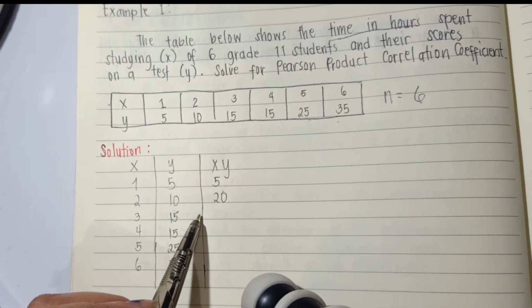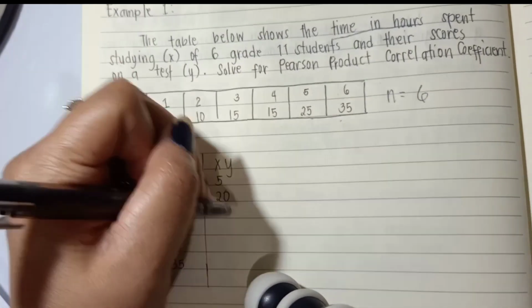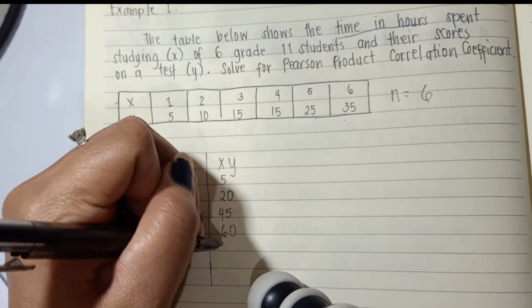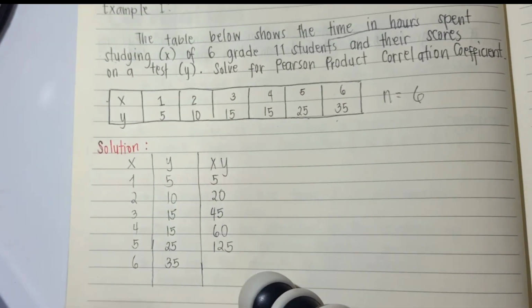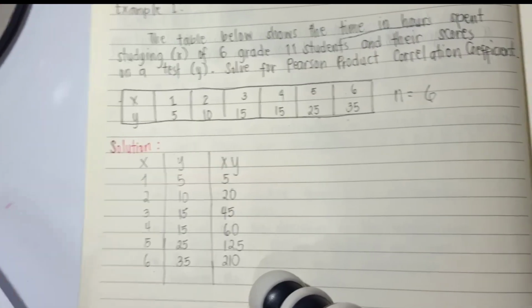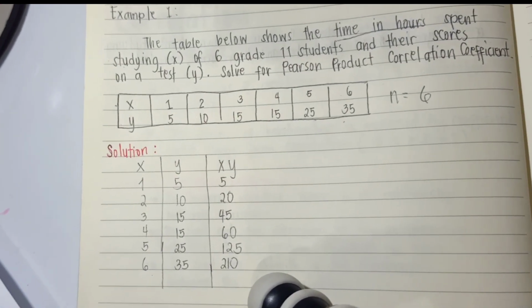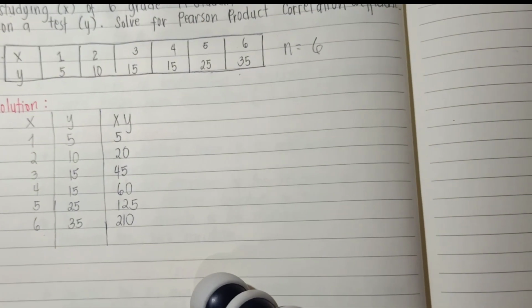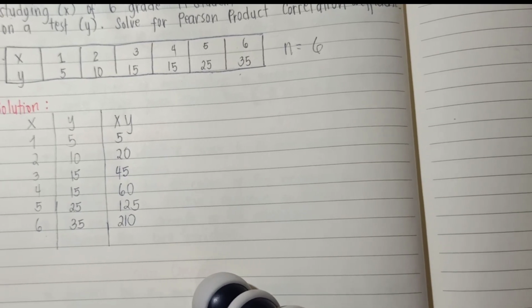3 times 15 is 45. And then, ito naman ay 60. Next is 125. And last one, 6 times 35 is 210. So, kailangan talaga meron kang calculator para mas mabilis. So, yun yung ating XY. Next naman natin na column is the X squared.